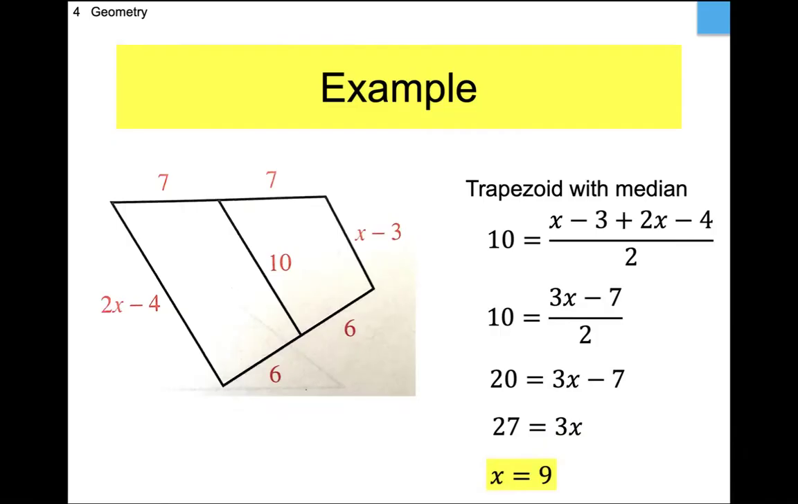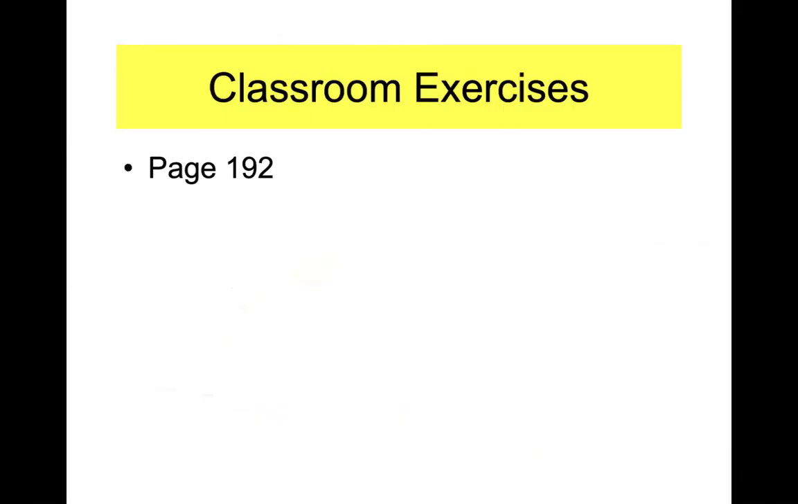They could ask this question one of two ways. They may actually ask you to use that 9 to figure out the length of the two bases. So see, the top base is 6. 9 minus 3 is 6. And the bottom base, or the base on the left there, is, let's see, 18 minus 4 is 14. So they could also ask the question that way.